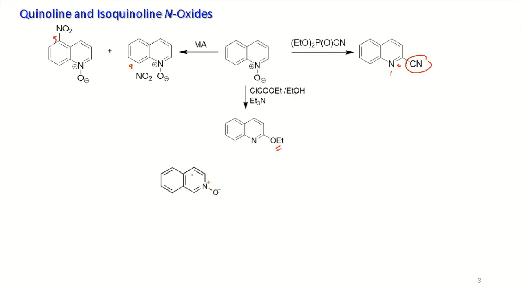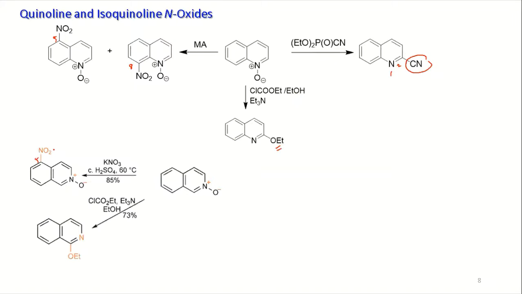Similarly, if you take isoquinoline N-oxide and do nitration selectively, the 5 position will be nitrated. If you use ethyl chloroformate in the presence of ethanol, you will have ethoxy at the 1 position. This is the active center.